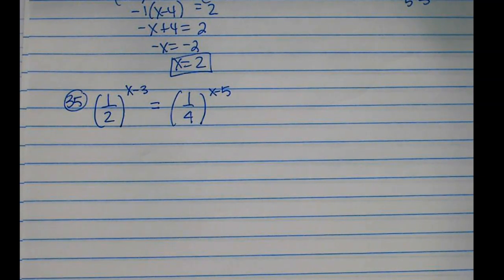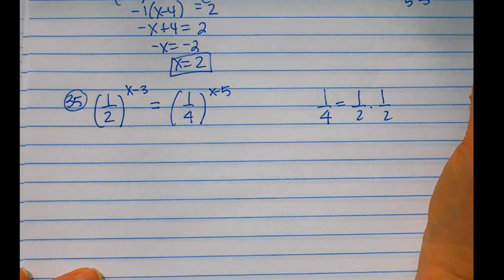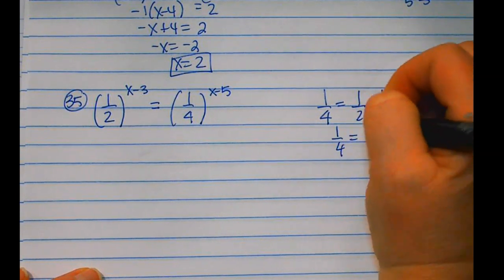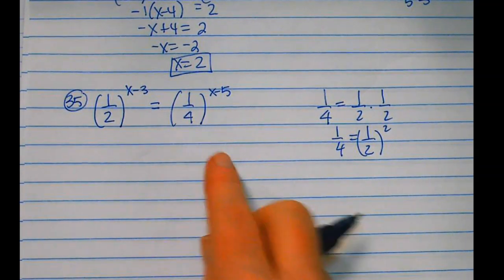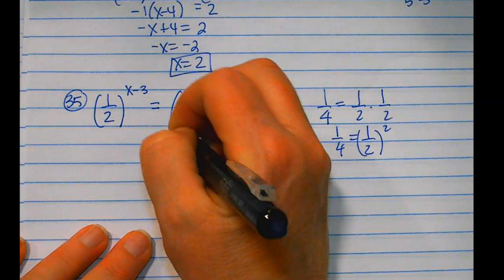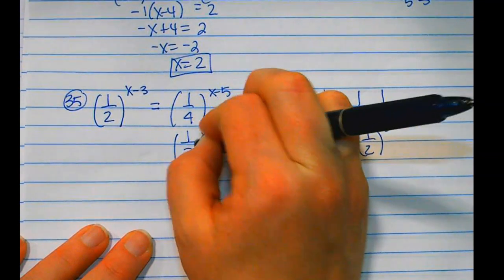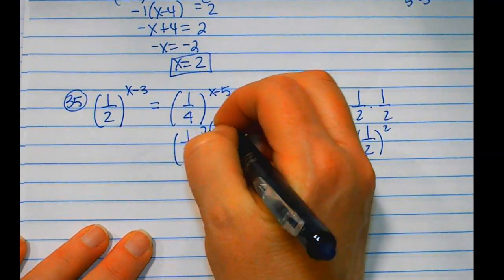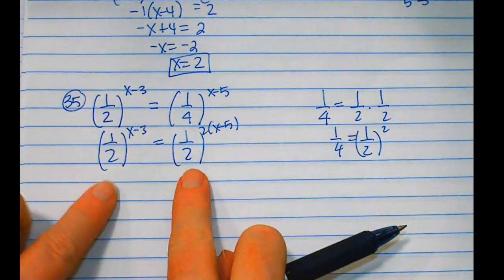How can I change 1/4 into 1/2? Right? So that means 1/4 equals 1/2 squared. So if we replace this with 1/2 squared, actually squared there, that's better. I don't want it to look like the 1 is squared, the whole thing is squared, times x minus 5 equals 1/2 to the x minus 3. Now I have the same base.